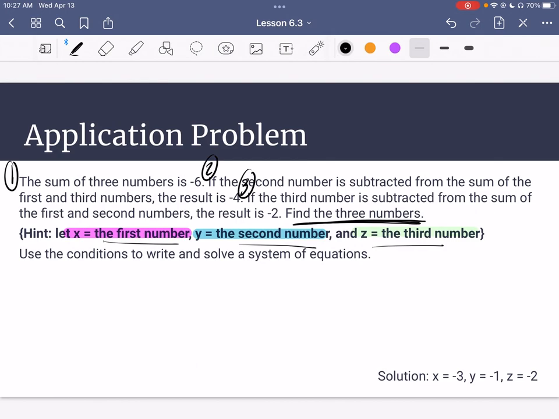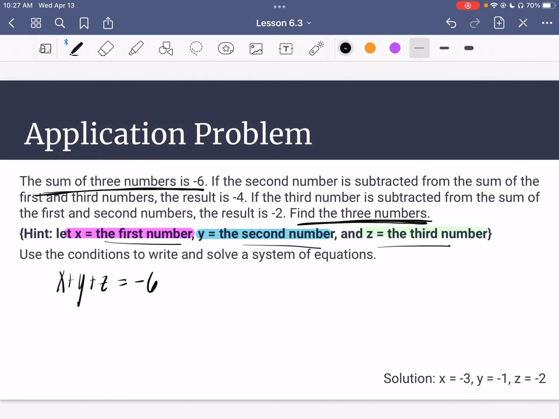So the sum of the three numbers is -6. That's the first piece of information that we are given. So that can correlate to our first equation. Okay, sum means adding. So if we know the three numbers are x, y, and z, that means when we add x plus y plus z, we get -6. Okay, so that's our first equation.